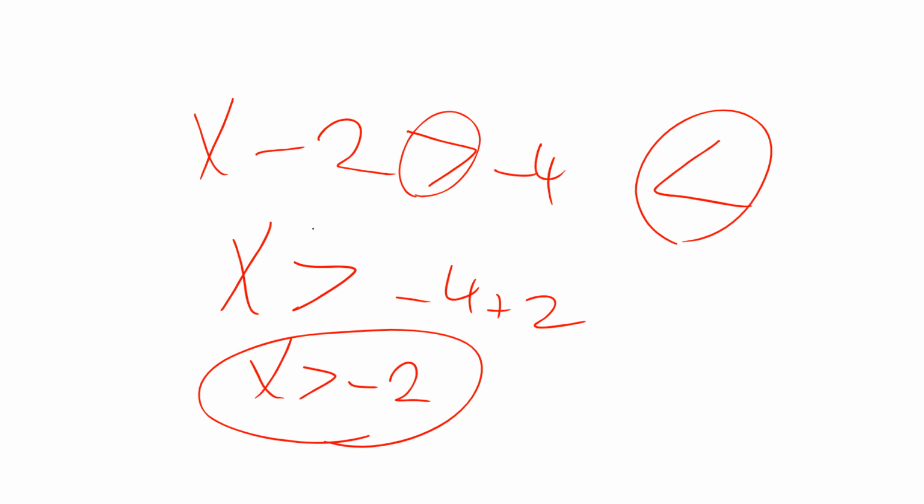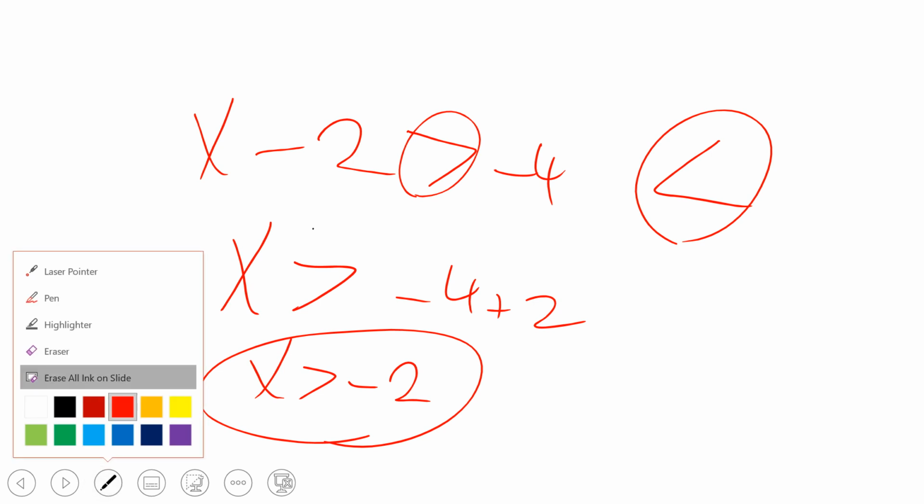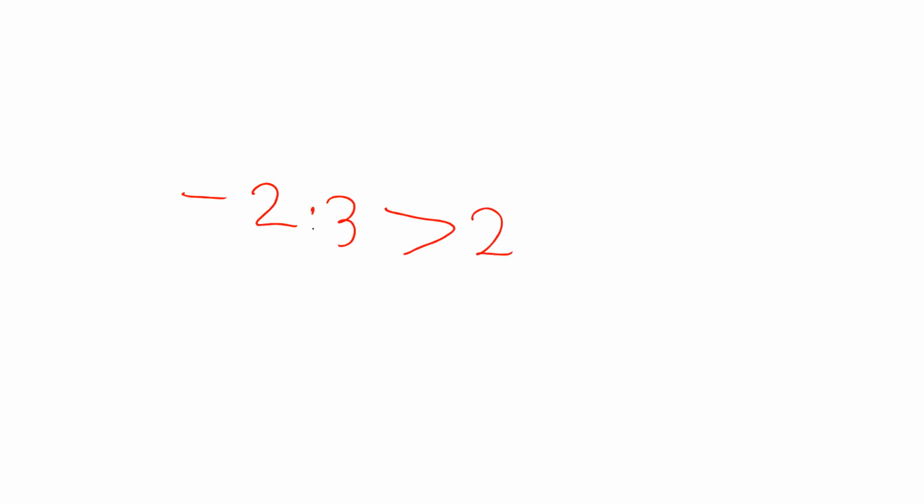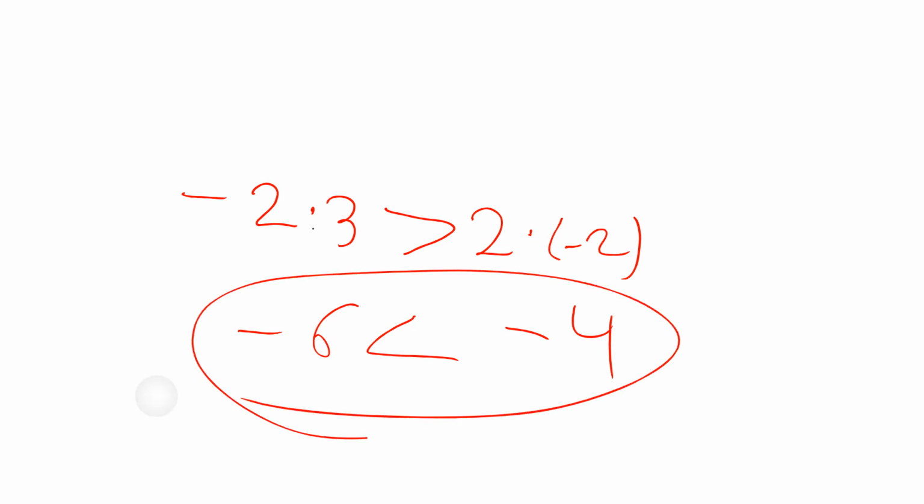So another example would be, let's say we have an inequality and we have -2 and 3, and we're multiplying both sides by -2. So we're getting -6 and 4, flip the inequality sign. 2 times 3 is -6, 2 times -2 is 4, flip the inequality sign, that's our final answer.